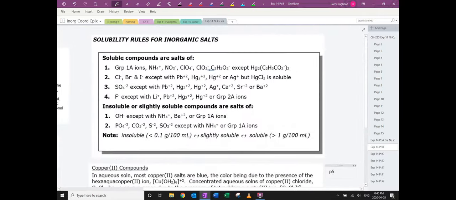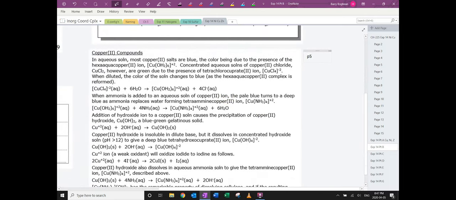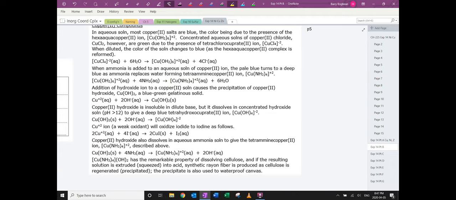So here again is the solubility table. The carbonate of copper is not listed as an exception, so certainly it will be insoluble. The chemistry of copper is discussed on page 5, and you see the formation of the amine complex of copper here, its stoichiometry and charge. In the last part of the experiment, we're going to have copper 2 ion mix with some iodide, and some iodine will be formed, that is iodide oxidized to iodine, as copper 2 ion is reduced to copper 1 solid. It's kind of a reddish color.